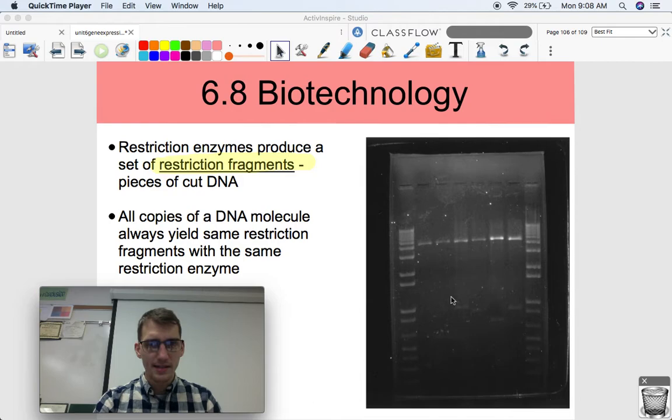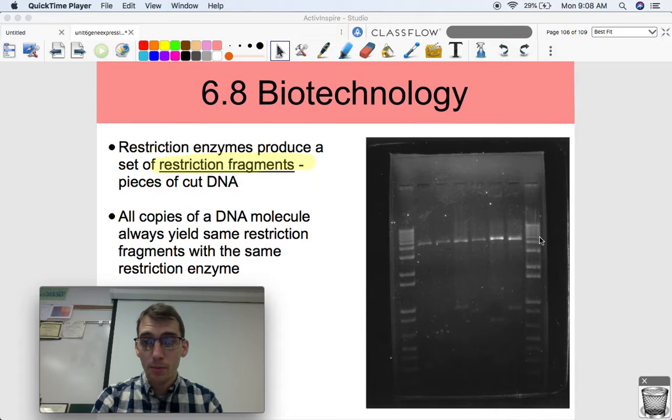All copies of a DNA molecule always yield the same restriction fragments with the same restriction enzyme, okay? So if I put DNA into this machine that I'm going to show you in just a second, and I cut it up using restriction enzymes, I can separate the fragments out based on size. The smaller restriction fragments, the ones that don't have as many nucleotides, are going to be further away from where they started because they're smaller. And the ones that are bigger are going to be closer to where they started from.